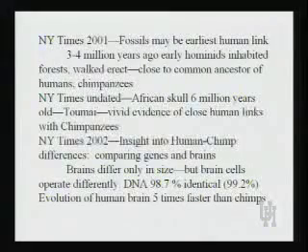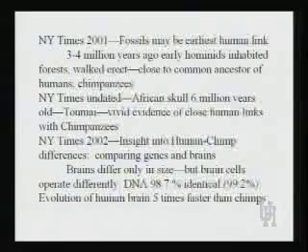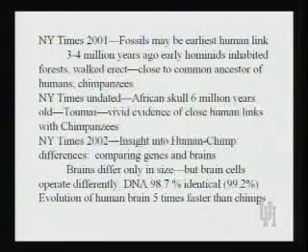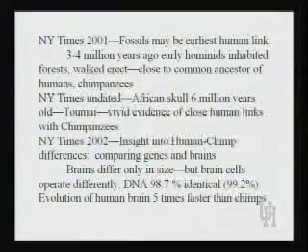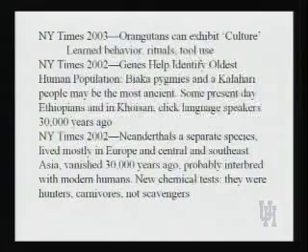New York Times 2002, insight into human and chimp differences comparing genes and brains. The brains differ only in size, but the brain cells operate differently. The DNA is 98.7% identical, and I don't remember what the 99.2% figure is. But the evolution of the human brain is five times faster than the chimps. Okay? Orangutans can exhibit culture.